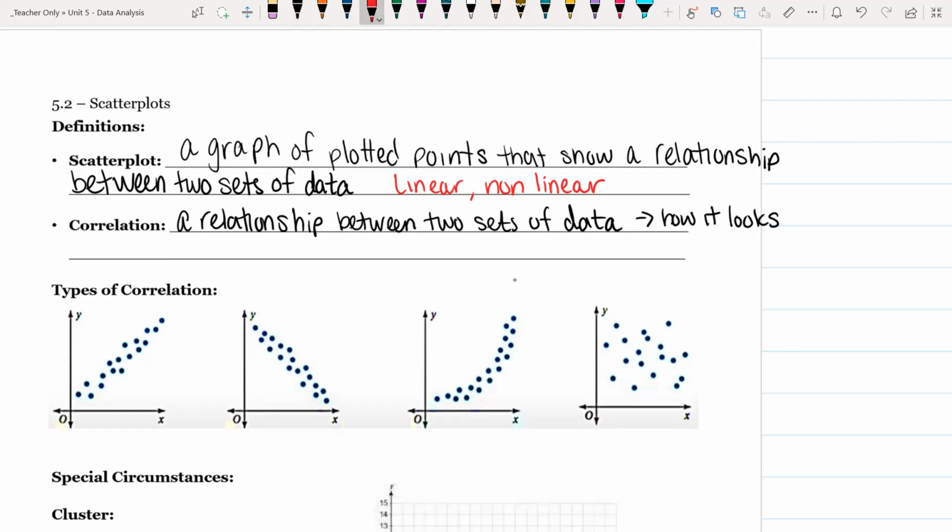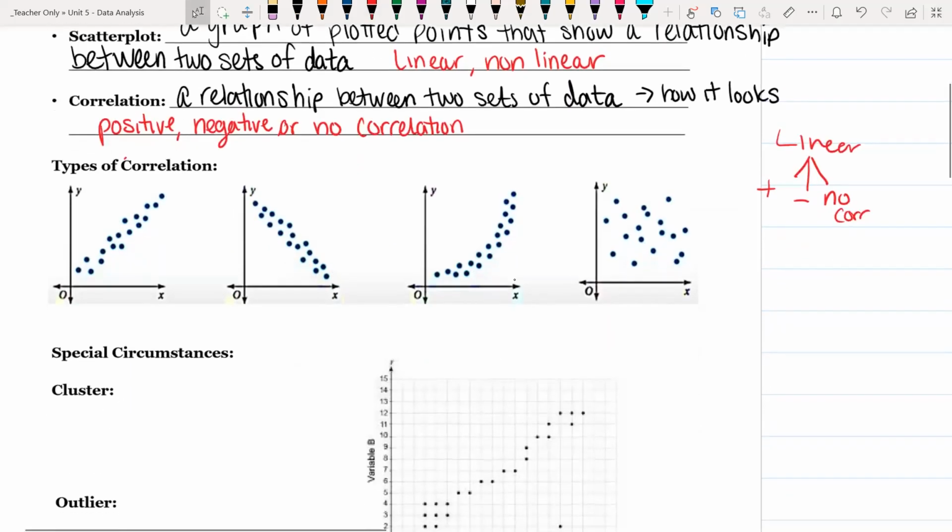And there could be a positive correlation, negative, or no correlation. Okay, so scatter plots can either be linear or nonlinear, and then if they're linear, then they have the subset of positive, negative, or no correlation. Does that kind of make sense? Hopefully. So let's look at the types of correlation.